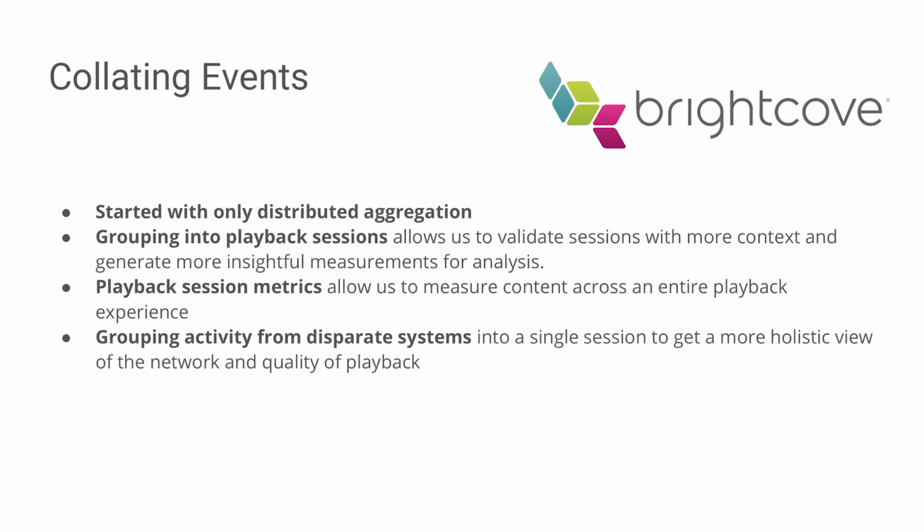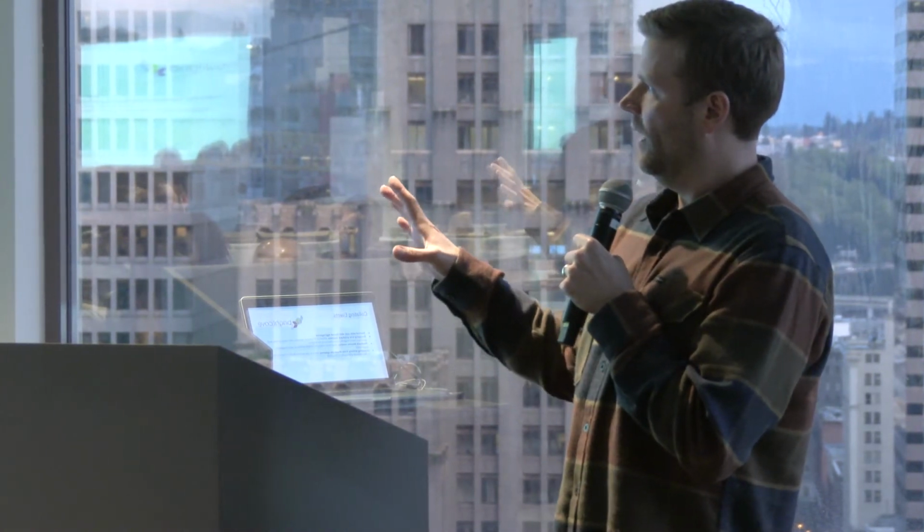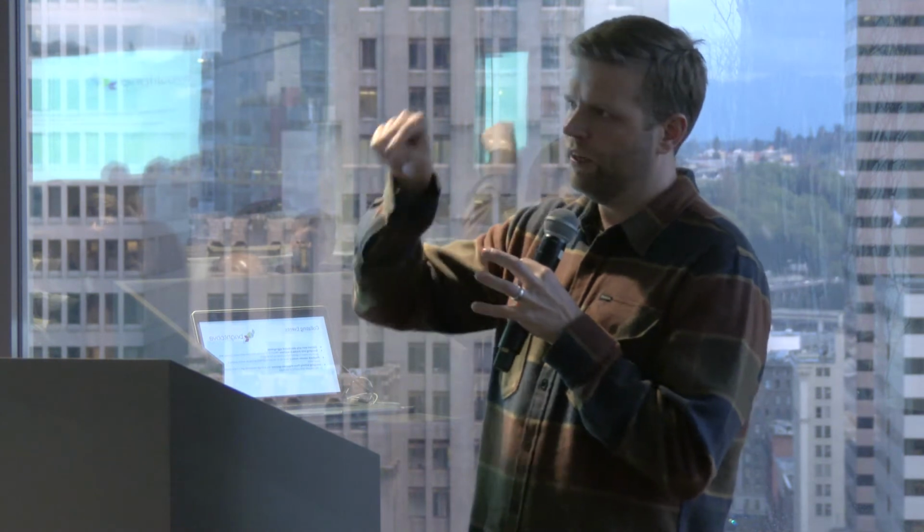We started with just a distributed aggregation with no collation among our events. What that means is we can count views, we can say this part of the video was watched. We're just fanning out all these events and then aggregating them together into all these increment by one sums. But we were really missing the ability to look at a playback session as a whole and say, oh, this was a good playback session, this was a bad playback session, or that part of the video is getting rewatched really often. You couldn't tell that without collating.